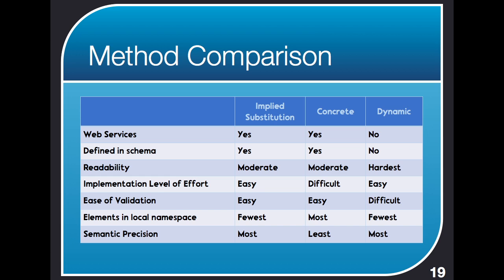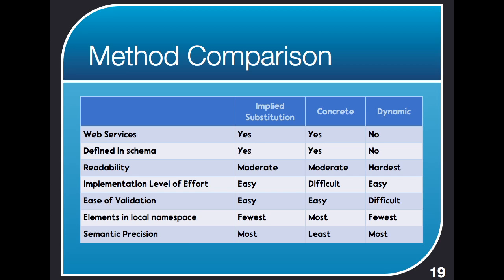Implementation level of effort. Well, implied substitution groups are easy. Dynamic type substitution is easy, and you saw that from the preceding slides. It showed just how quickly you could swap these things in and out. Concrete type extension can be difficult. How difficult? Depends on how deep you're trying to stick something. If your thing is 8 levels deep, you're going to be redefining an awful lot of types and making a lot of new elements, and that makes implementation harder.